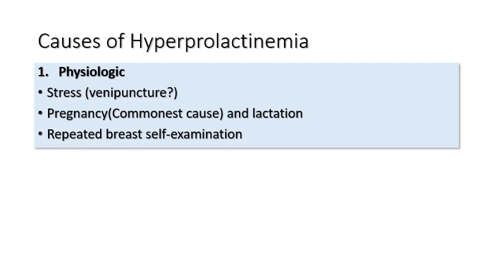While pregnancy is actually the commonest cause of hyperprolactinemia, together with lactation. Pregnancy is due to a hyperestrogenic state that stimulates prolactin release from the anterior pituitary gland, while the process of lactation by itself stimulates a high increase in the prolactin level in order to augment the physiologically appropriate process of lactation required for nursing. Repeated breast examination by itself stimulates the mammary gland to give a stimulation for the pituitary gland to release prolactin.